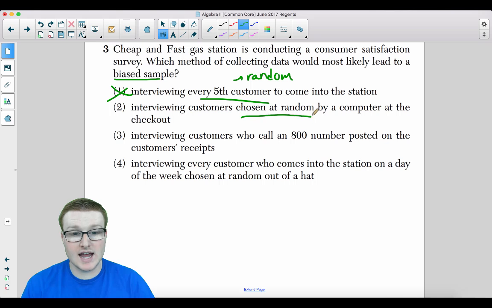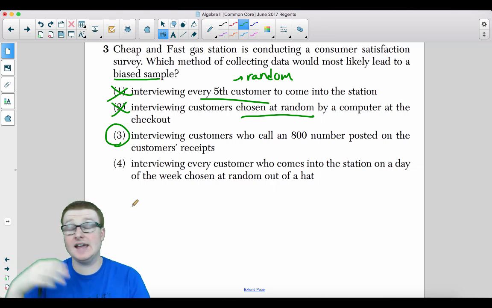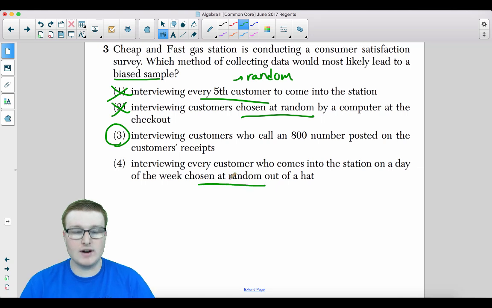Interviewing customers chosen at random. Again, it's chosen at random, so that's fair. Interviewing customers who call the 800 number posted on the customer's receipts. So this, ladies and gentlemen, is a biased sample because you're only surveying the people who call the 800 number. Chances are, if you're calling the 800 number, you are probably complaining about the service. Chances are you're not calling to say, hey, I had a great experience, because most people don't do that. You call the 800 number if you have a complaint. Okay? Choice 4 says interviewing every customer who comes into the station on a day of the week chosen at random. Again, that's that randomness. So your answer for this one is choice 3.